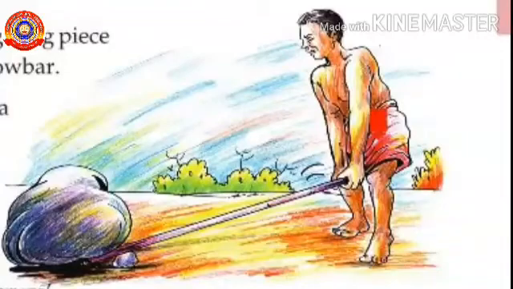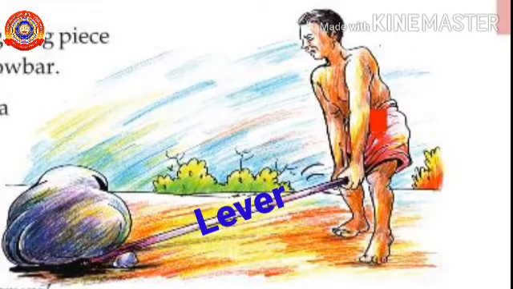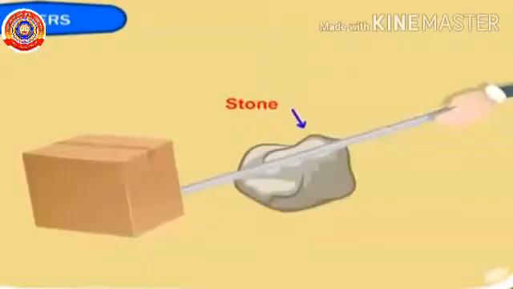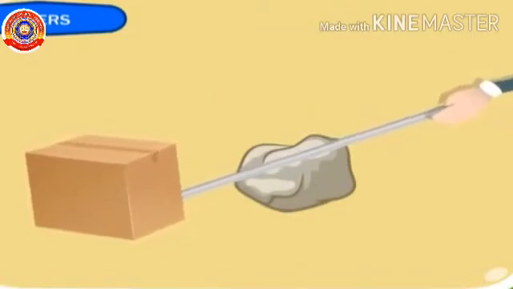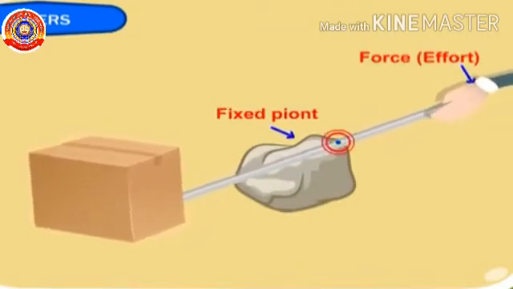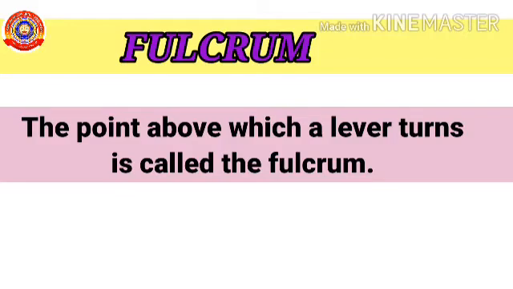Now, see the picture of a man lifting a big piece of rock with the help of a crowbar. Here, the crowbar acts as a lever. It is because the crowbar turns about a small stone kept below it that the big stone gets lifted. The point about which a lever turns is called the fulcrum. So once again, what is fulcrum? The point about which a lever turns is called the fulcrum.